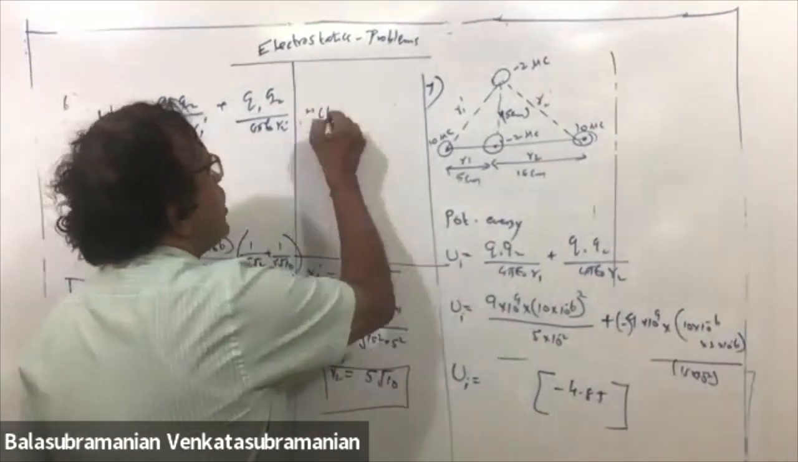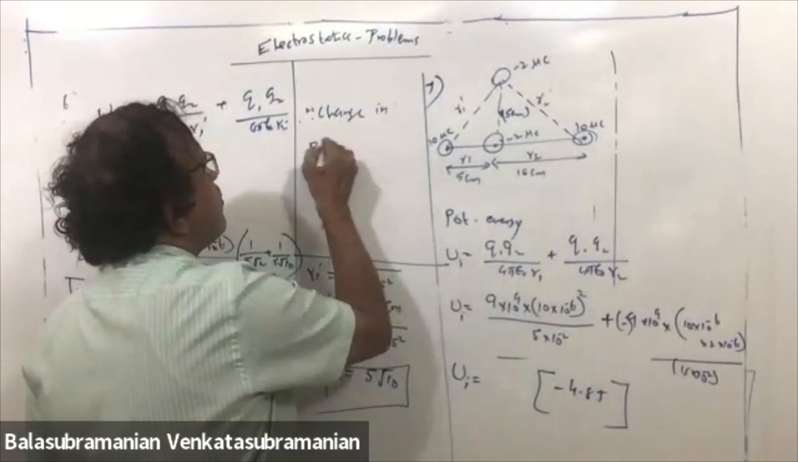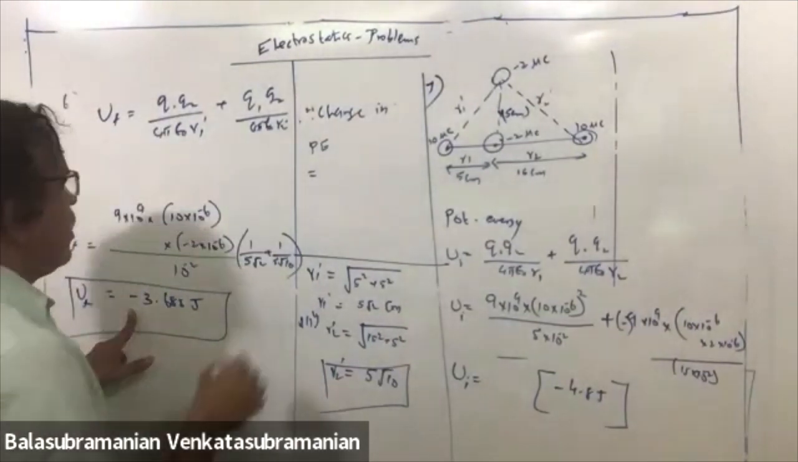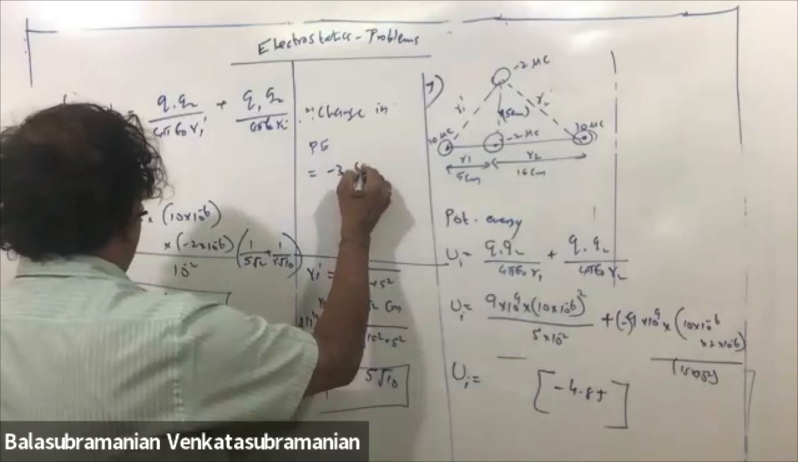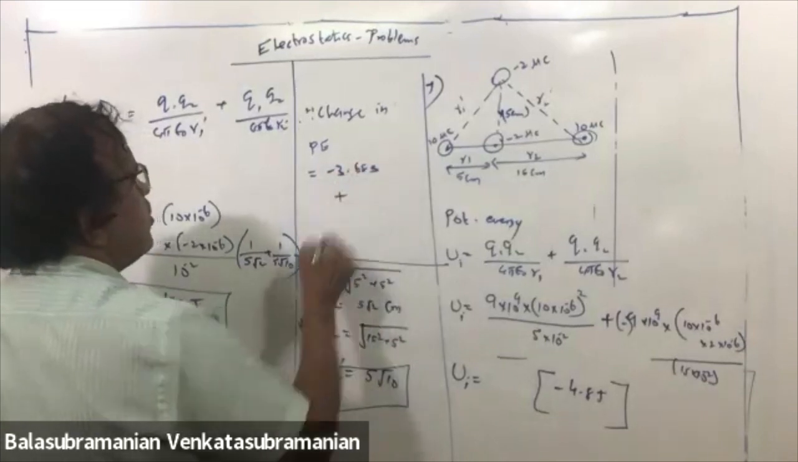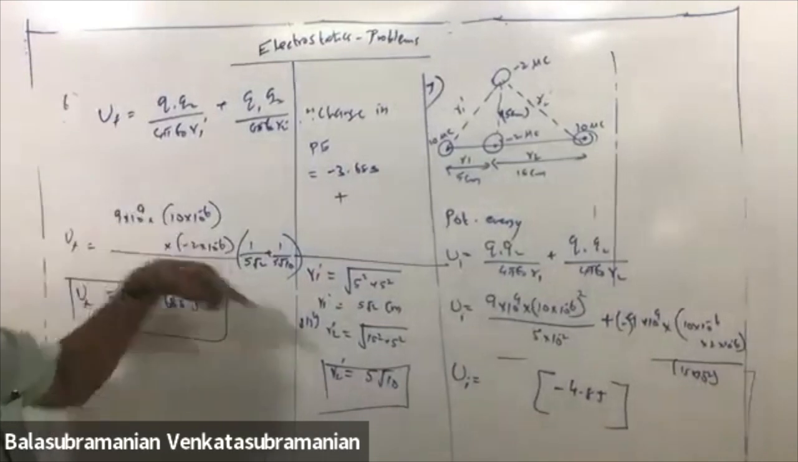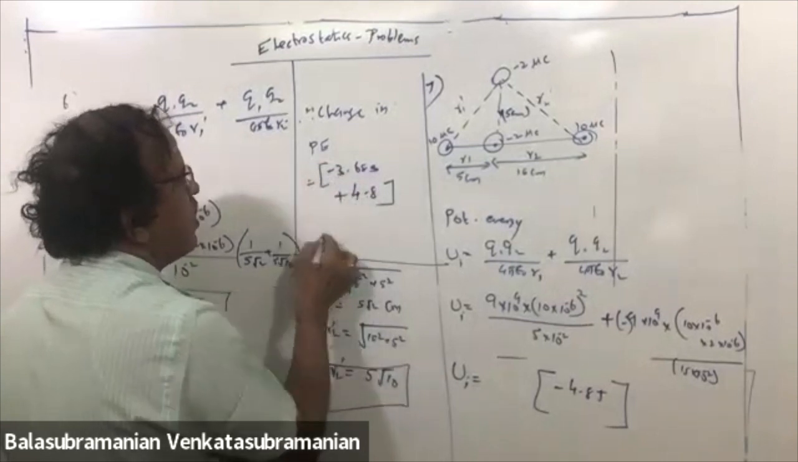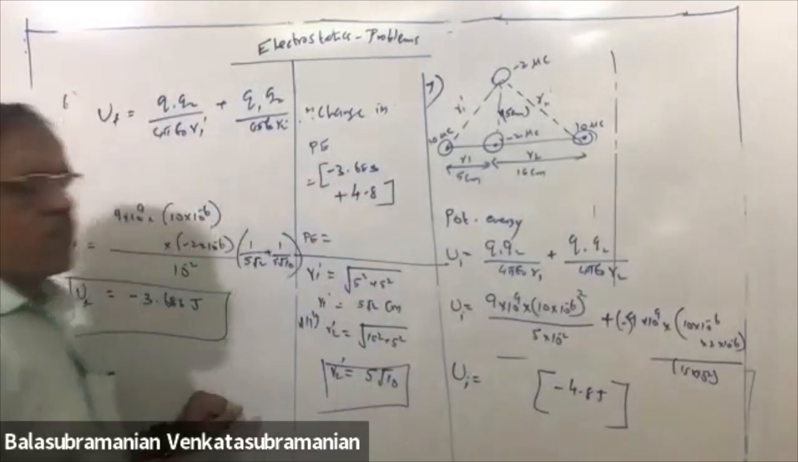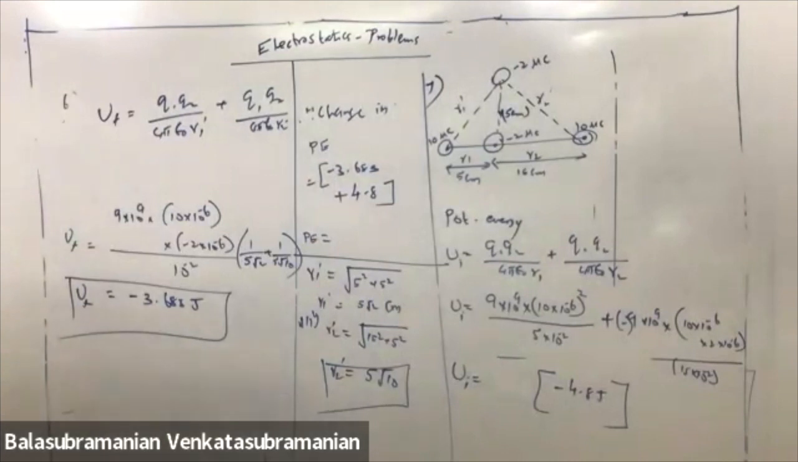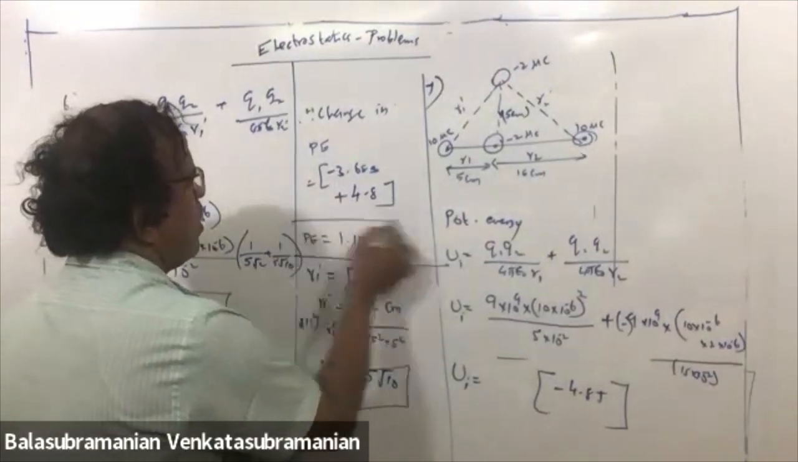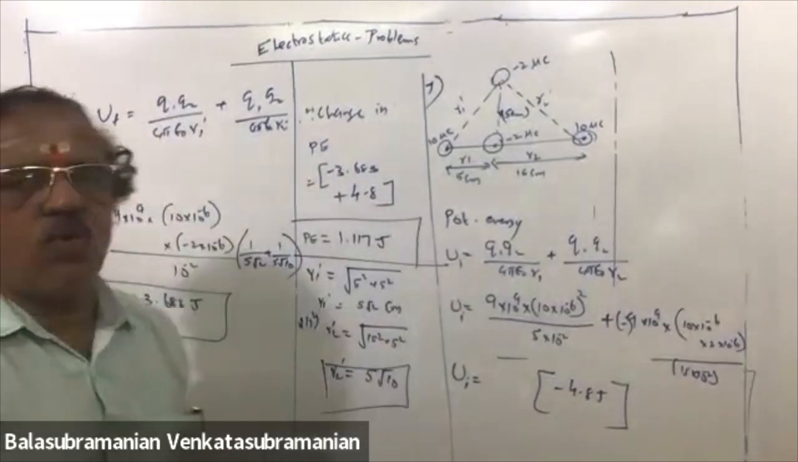Therefore, change in potential energy is final minus initial, minus 3.683 minus of minus 4.8, plus 4.8. So the final answer is 1.117 joules.